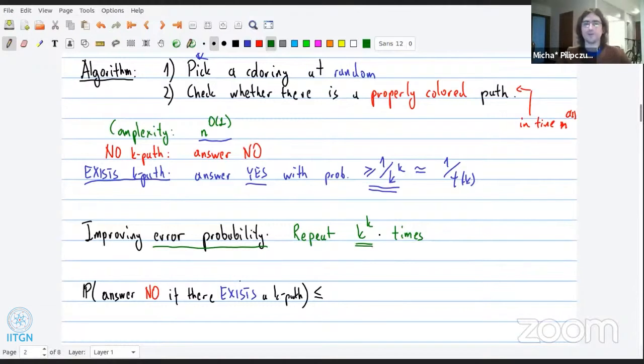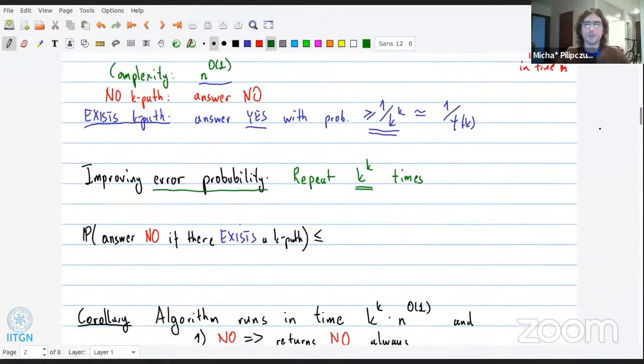If the algorithm at any point said yes, then for sure it found the k-path in my graph. And if at all times, for the k to the power k repetitions, my algorithm said no, then I'm answering no. Of course, if the algorithm answers yes, then it is sure that the answer should be yes, it just found the k-path. However, if it answers no, what is the probability that it made an error? What is the probability that the answer was no, if there existed a k-path in my graph? Well, the algorithm needed to make a wrong coloring in each of the repetitions, right?